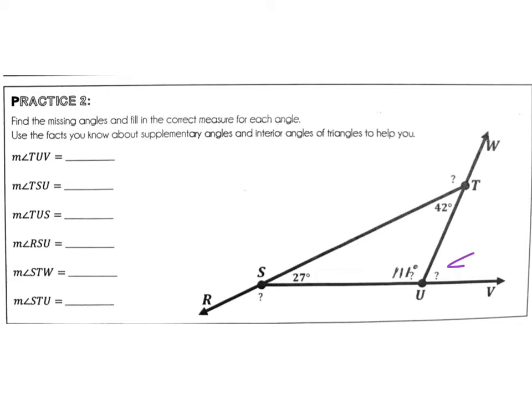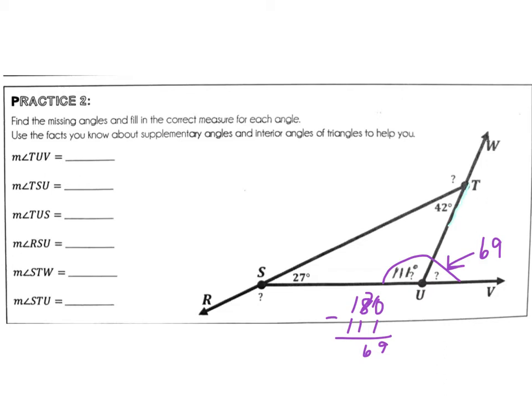So moving on to this question mark here, it's a supplement to the 111. 111 plus what equals 180? So we'd have to do that math. I'll do it down here. So I would subtract 180 minus 111, and that's going to give us 69 degrees. So we're going to fill in 69 degrees right there.